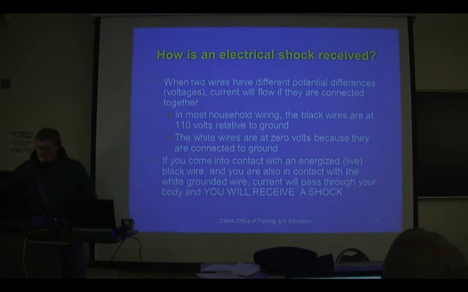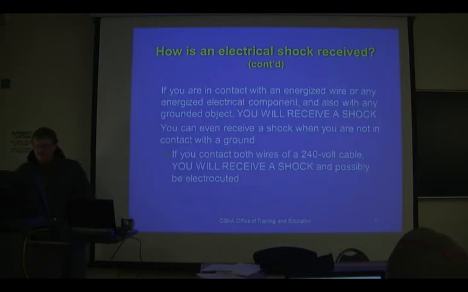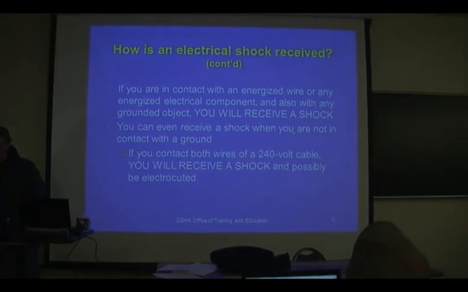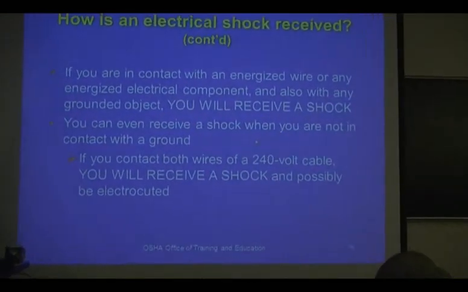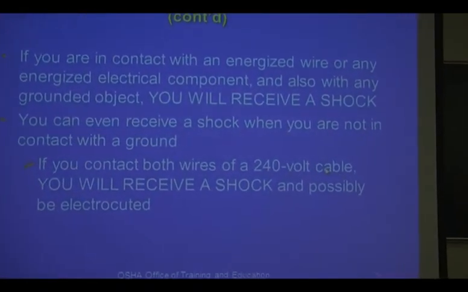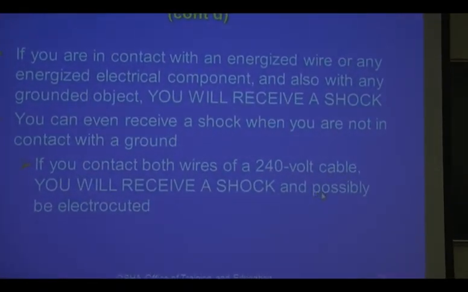Okay, if you come into contact with an energized live black wire and you also contact a white grounded wire, current will pass through your body and you will receive a shock. So that's if you grab a hot lead and a neutral lead. Okay, you're going to get a shock. Duh. This is a little bit more. If you contact both wires at 240, you will receive a shock and possibly be electrocuted.